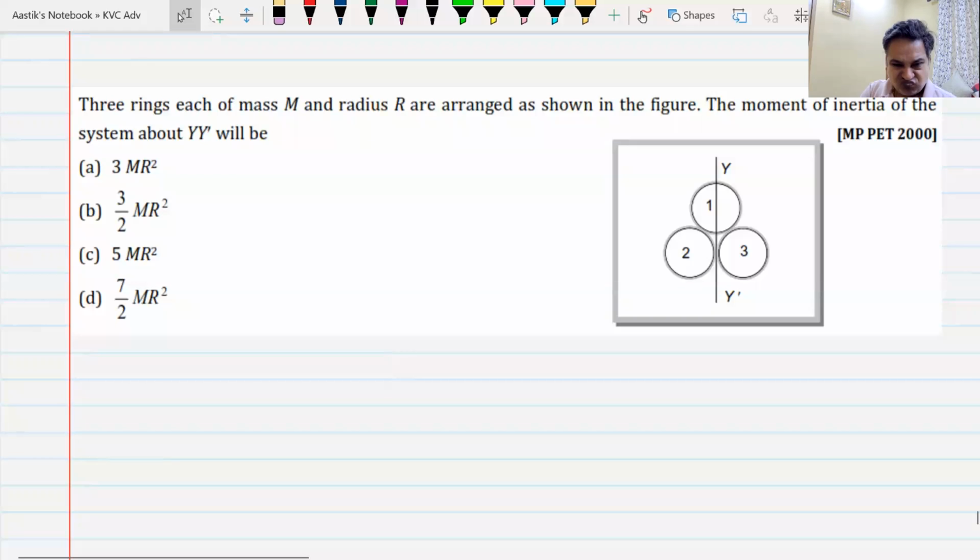Next one, sir. Give the answer fast, sir. 3 rings, each of mass m and radius r, are arranged as shown in the figure. The moment of inertia of the system about y dash is. Any idea? No idea.